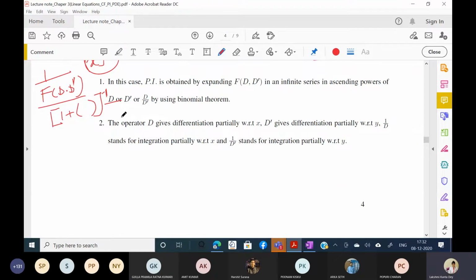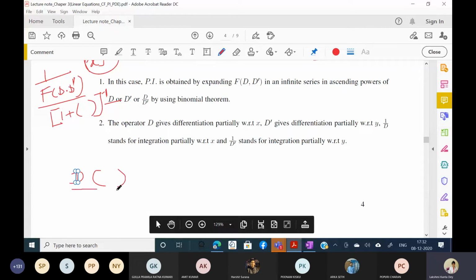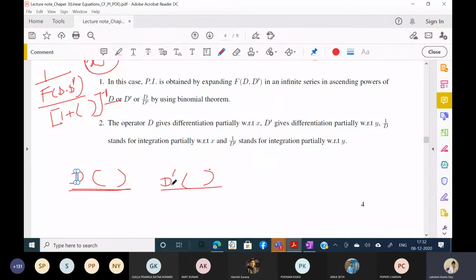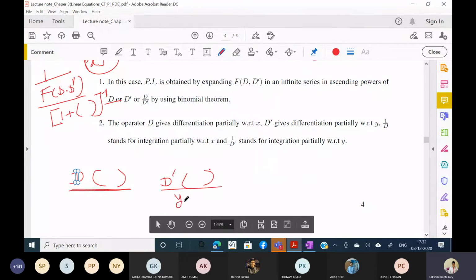Okay, so whenever D operates on something, it means differentiation with respect to x. D dash operating on something means differentiation with respect to y. This is partial, here it is also partial, differentiation with respect to x, like that.